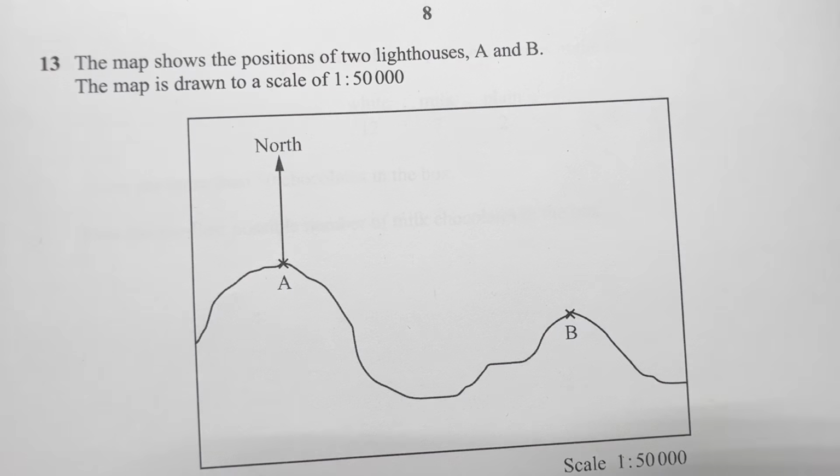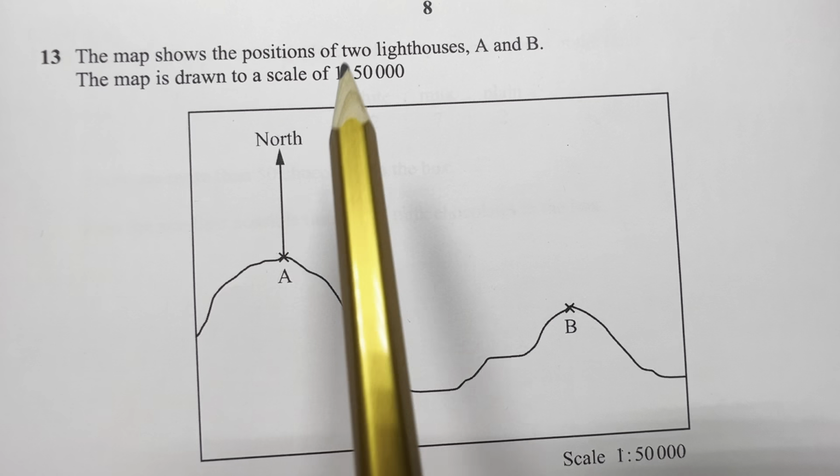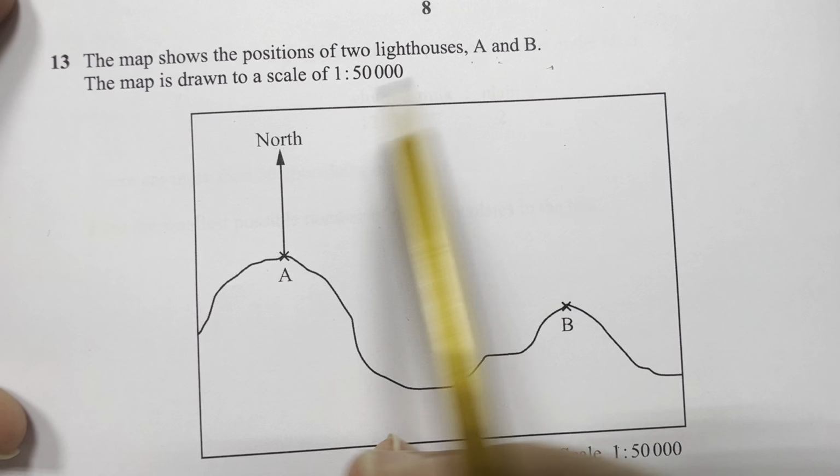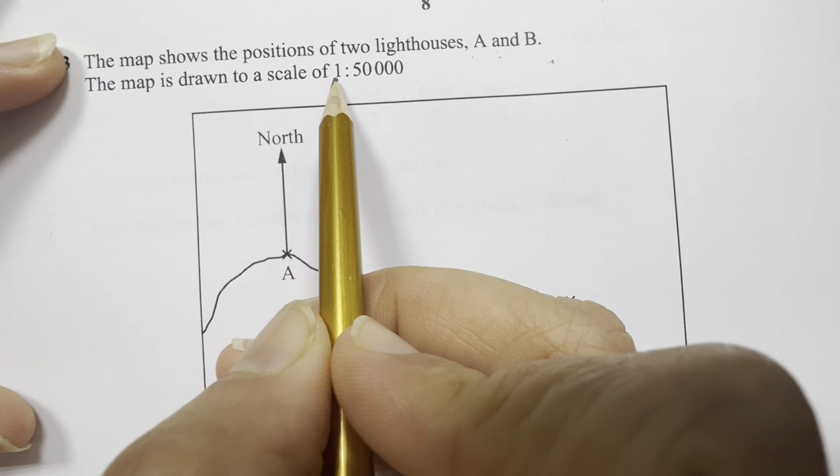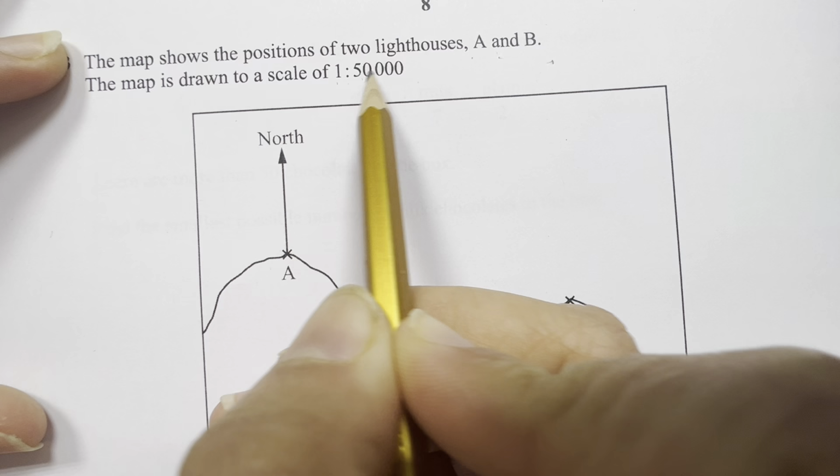And that's it. Okay, the map shows the position of two lighthouses A and B. This map is drawn to scale 1 to 50,000.